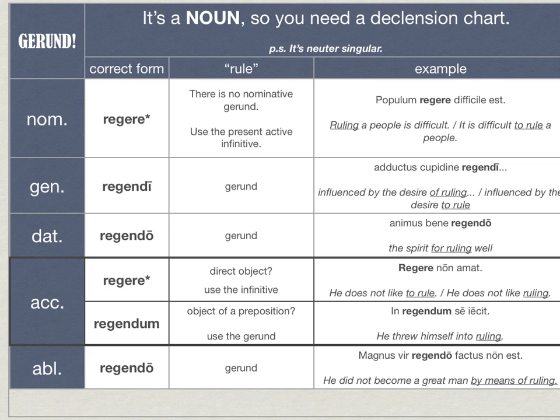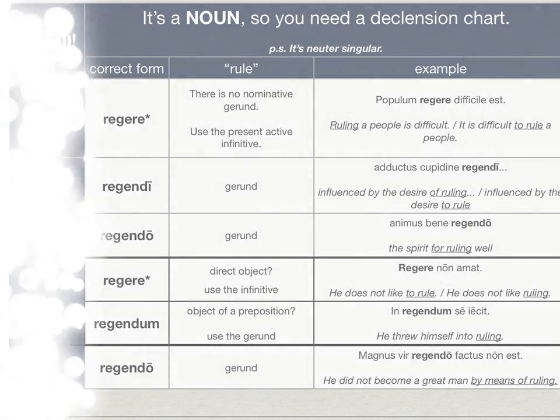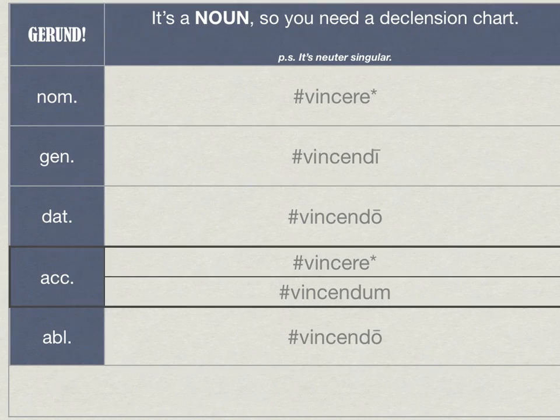Let's move on. I made you a less busy chart. This chart, with my hashtag winning, gives you all the forms without any of the rules or the example sentences, just so you can have a chart to look at if you ever need to see the form. Again, you might want to pause and screen cap.